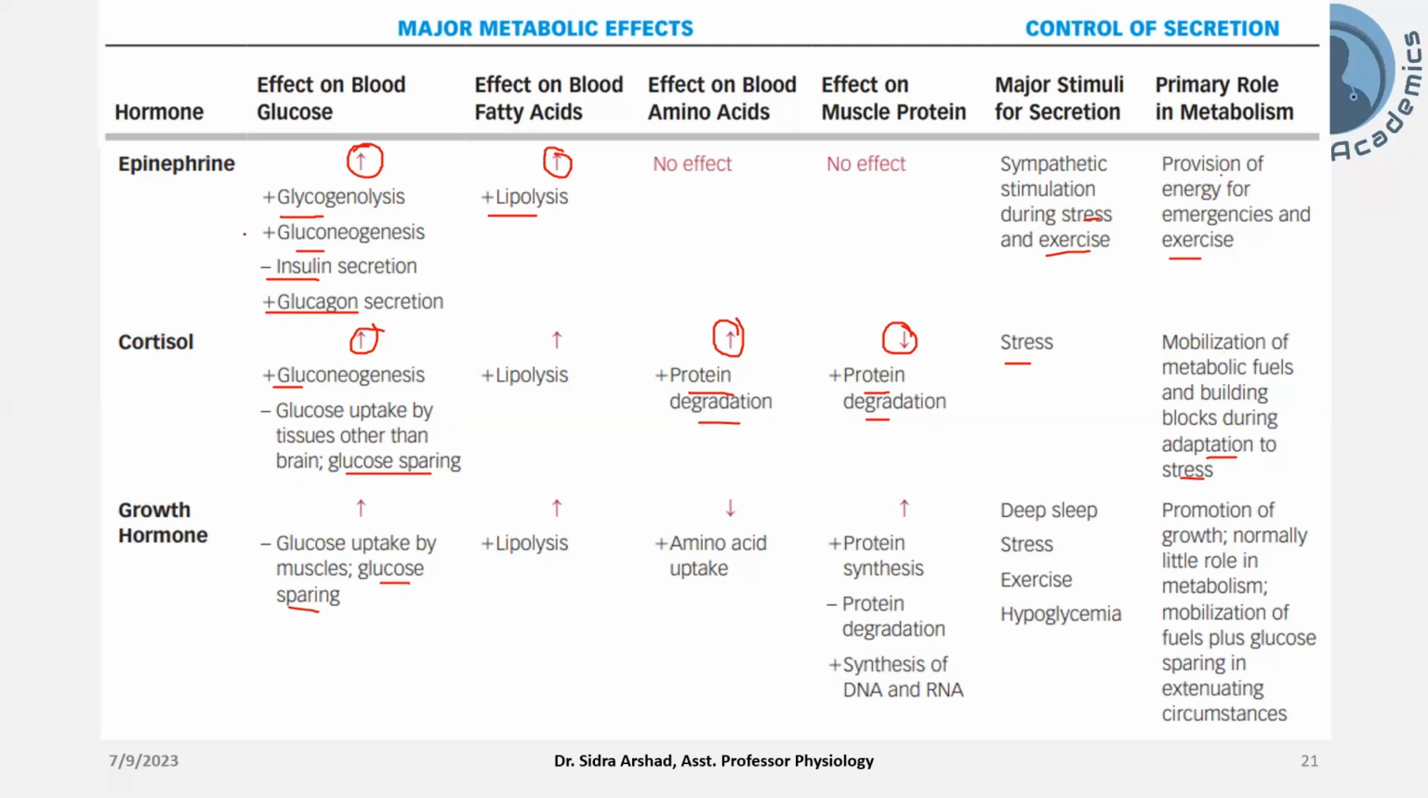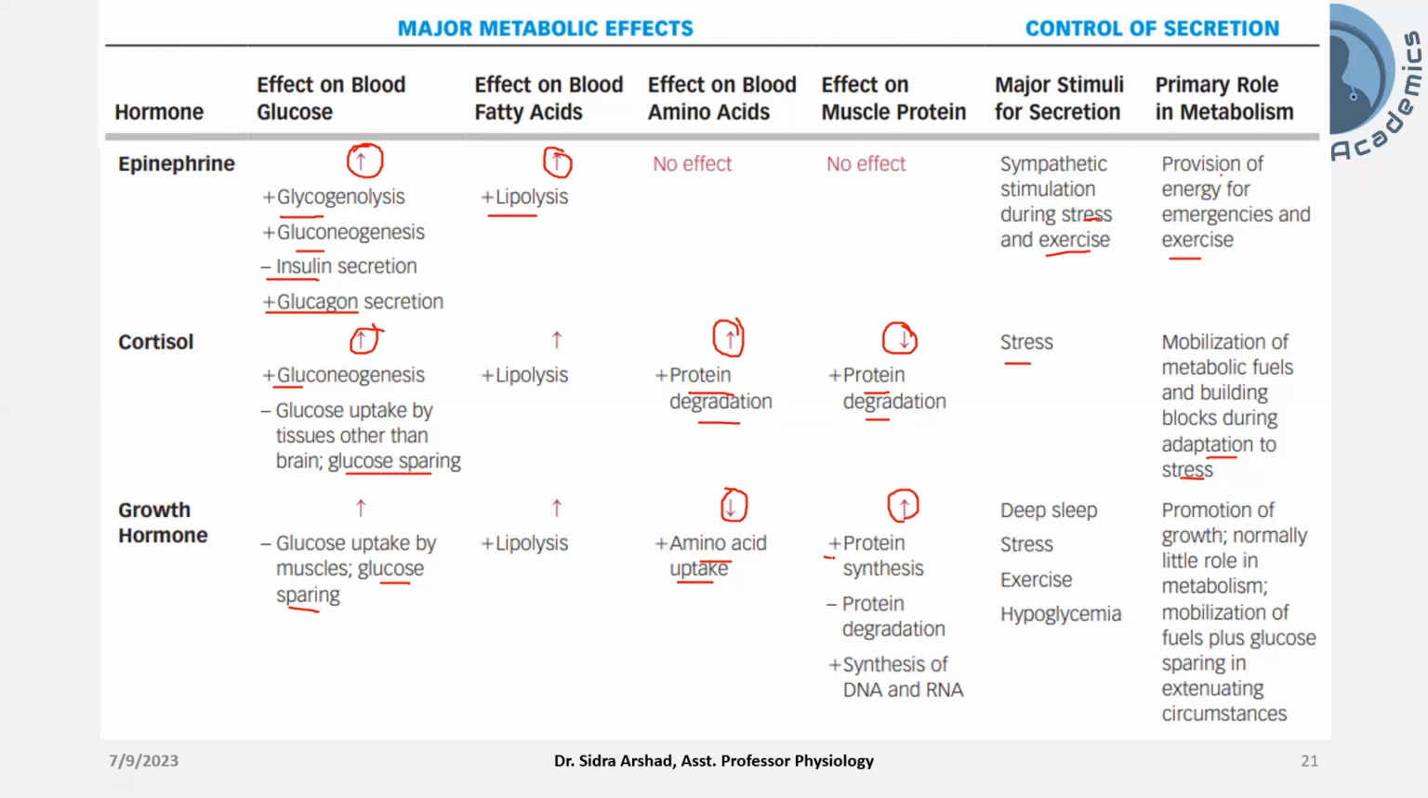It is also acting as a glucose sparer. So insulin was acting as a fat sparer, while these hormones, cortisol and growth hormone, are acting as glucose sparers. It also promotes lipolysis, and it is also promoting amino acid uptake, because growth hormone is involved in protein synthesis. So the levels of amino acids in the blood are actually decreasing. It also causes an increase in muscle protein, which is its major growth effect.